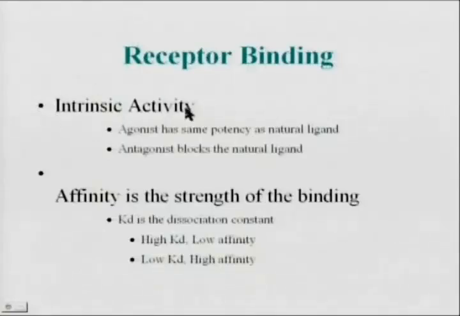So for intrinsic activity then, an agonist has the same potency as the natural ligand, and an antagonist blocks the natural ligand. So a good agonist and antagonist should have intrinsic activity, and should have affinities for the receptor that would be similar to the endogenous ligand.